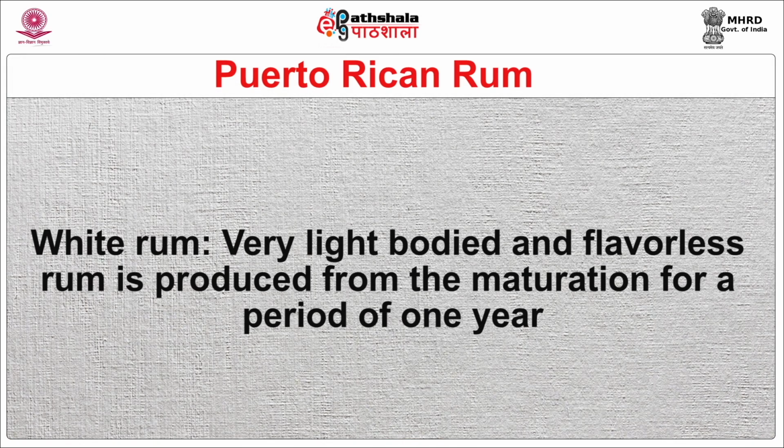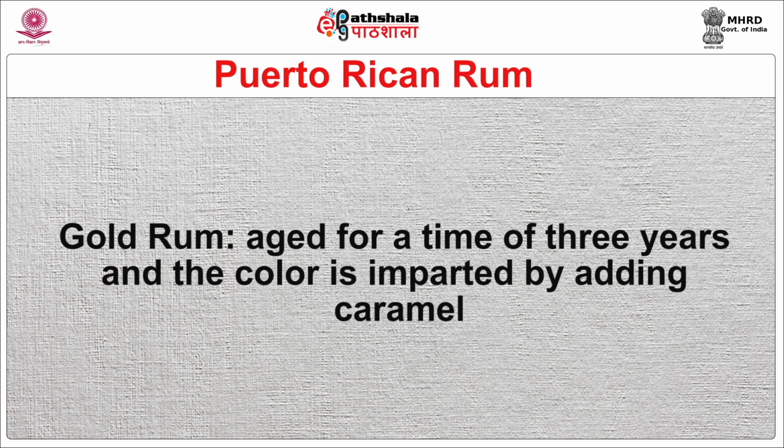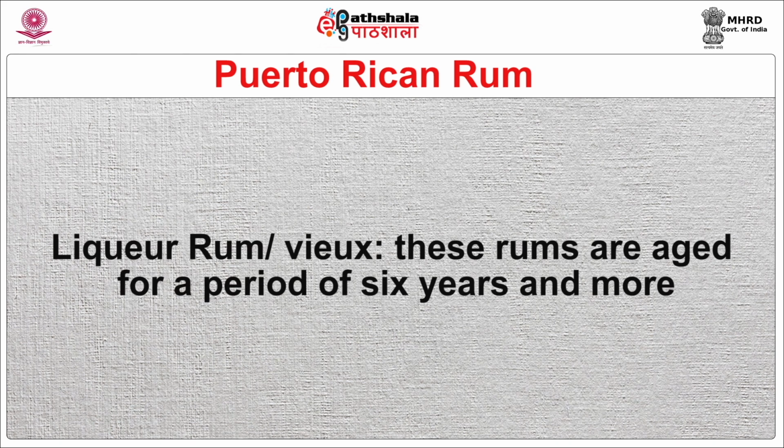The first category produced in Puerto Rico is white rums. They are very light bodied and flavorless rums which are produced from maturation for a period of 1 year. Now the other category produced in Puerto Rico is gold rum, aged for a time of 3 years, and the color is imparted by adding caramel. Now the third category, that is liquor rum. These rums are aged for a period of 6 years and more.